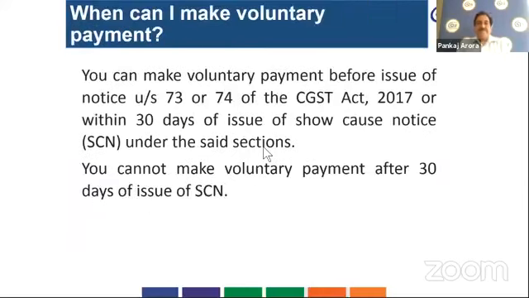So when can I make voluntary payment? You can make voluntary payment either before issue of demand notice under section 73 or 74, or within 30 days of issue of show cause notice. After that period, you cannot make voluntary payment. If the notice has been issued and the 30 days period has lapsed, in that case you can of course make the payment of your liability, but you cannot fill DRC03.